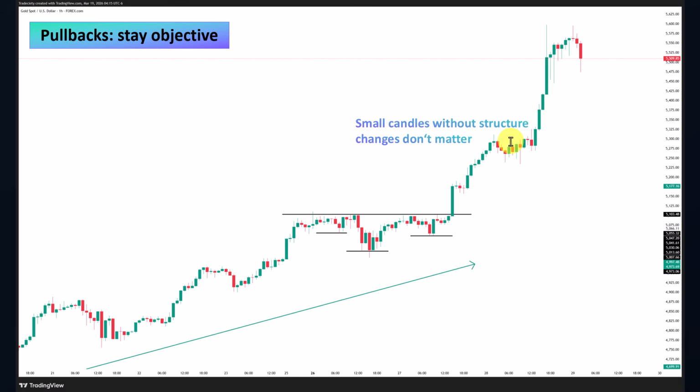So really, really important that you learn to read consolidations and pullbacks. I am sure this is going to transform a lot of traders' performance once they're able to understand pullbacks and once they're able to sit through those consolidations.